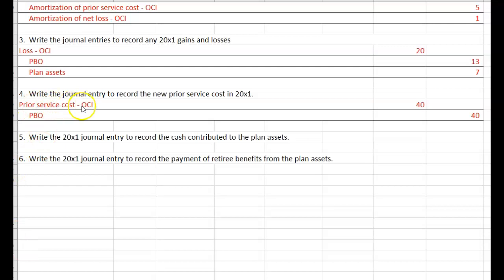Debit prior service cost, OCI, $40 million. Credit PBO, $40 million. Now please pause your video to write two journal entries. Number 5, here, write the 20X1 journal entry to record the cash contributed to plan assets. And for number 6, write the 20X1 journal entry to record the payment of retiree benefits from the plan assets.